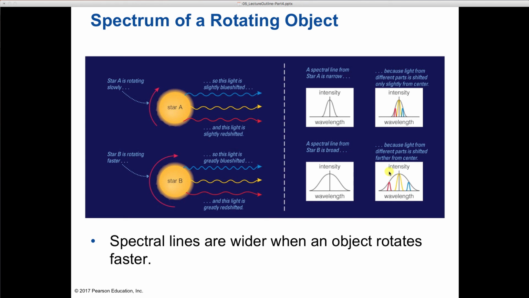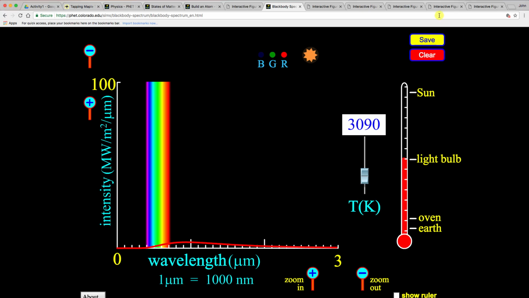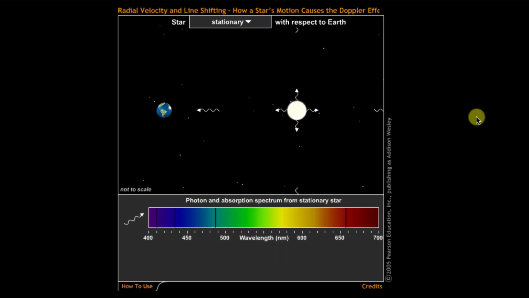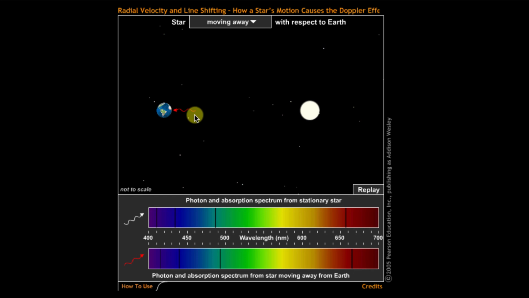There's a little animation to kind of show you this. Again, going back to the interactive figures. So here's a star. Well, actually, this doesn't show the rotation, but it shows the Doppler effect. So this star is just sitting there. It's giving off one particular color, let's say in all directions. We can select it and make it move away from us. And so the star is moving away from us, and so the wavelengths get longer.